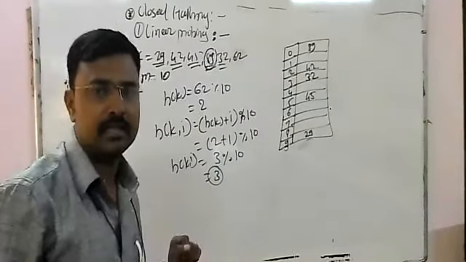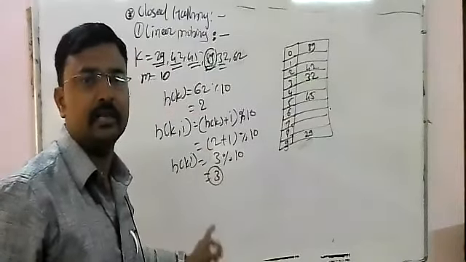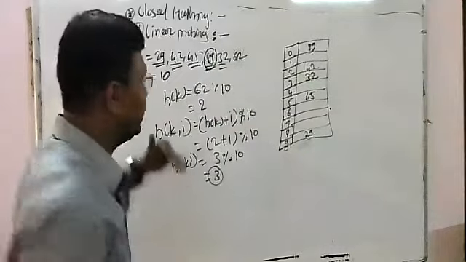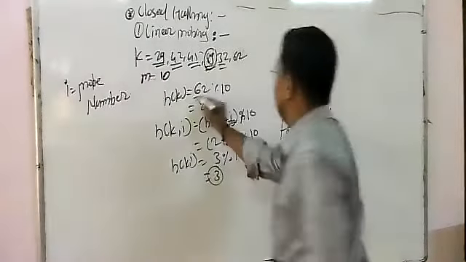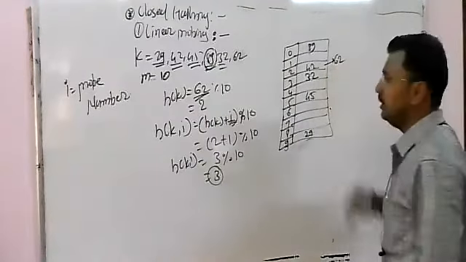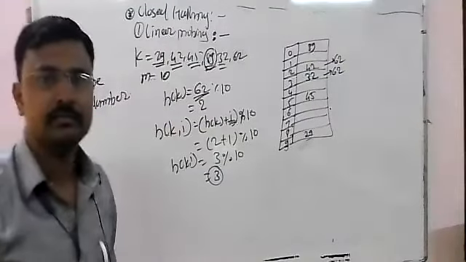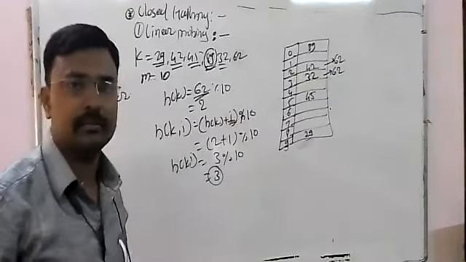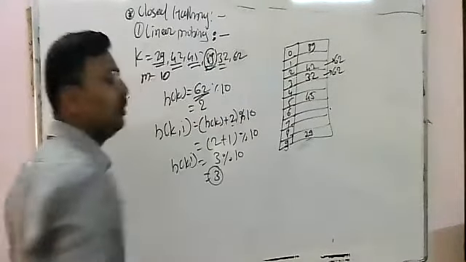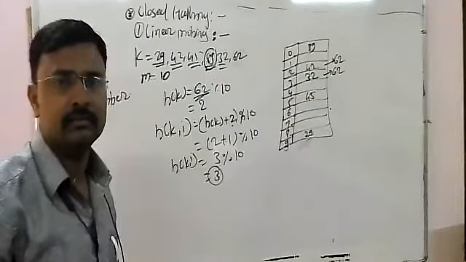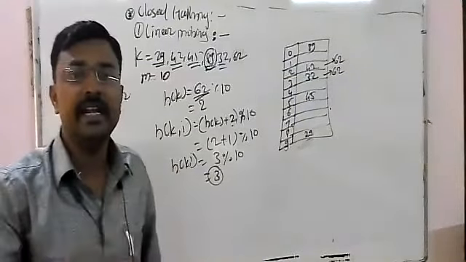But what happens here? Now, for this index also there is one element. For this index also there is one element. Now, this i value is again incremented by 1. Means for 62, collision occurred at this position, and again collision occurred at this position. How many times has collision occurred? 2 times. Now the probe number is 2. And you have to just do the calculation. Like this, you have to calculate the linear probing.